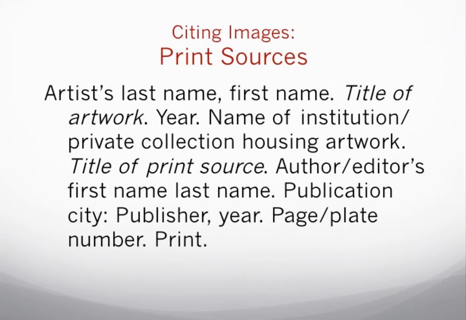If you found the image in a book or periodical, the citation format is very similar. First, the artist's last name, then their first name, the title of the work in italics, the year the work was created, the name of the institution or collection housing the work. Next, the title of the print source in italics, the author or editor's first name followed by their last name, the city the source was published in, followed by a colon, then the publisher's name and the year it was published, the page number. Finally, the medium of reproduction, which, since this is from a print source, means that you'll put the word Print.